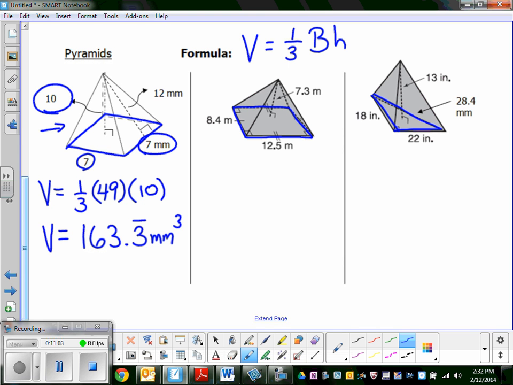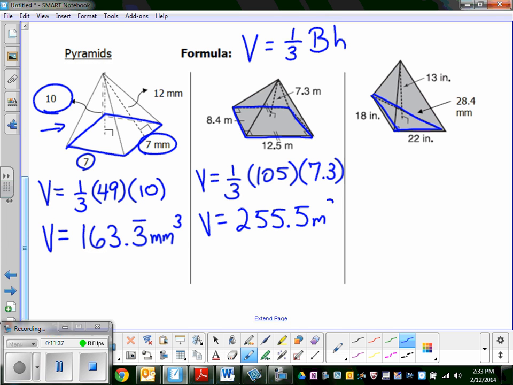Attempt the second problem on your own. Pause the video. Okay, hopefully you recognized that in order to find the area of the base shape, since it is a rectangle, you're looking at base times height, which means you have 8.4 multiplied by 12.5, giving you 105. We multiply this by the height of our pyramid, which would give us an answer of 255.5 meters cubed. And that is our volume.